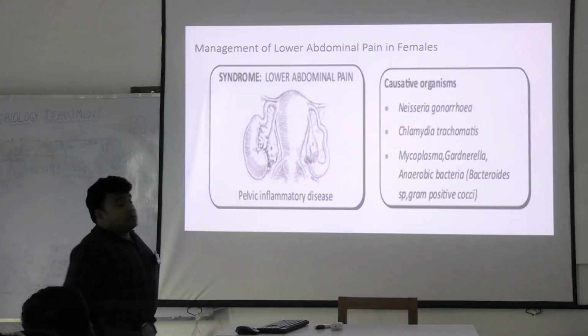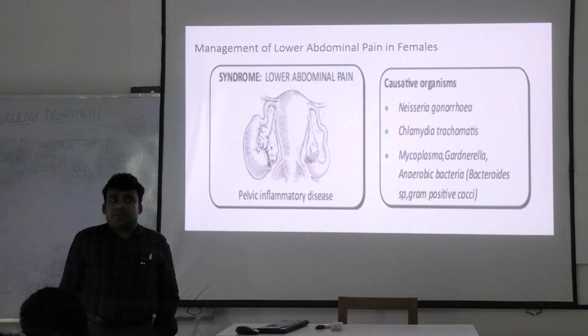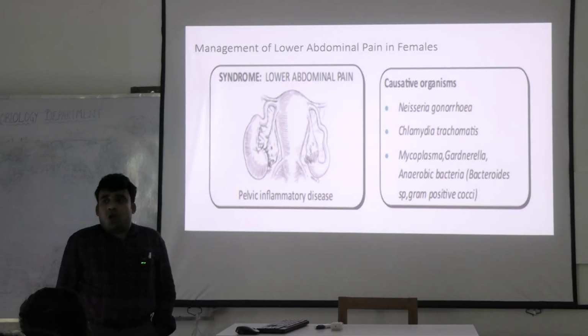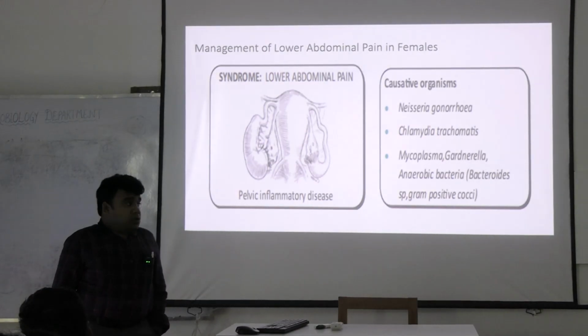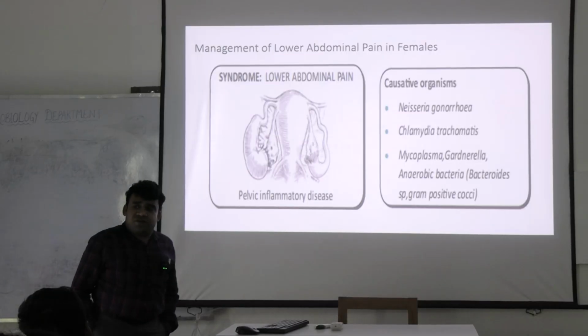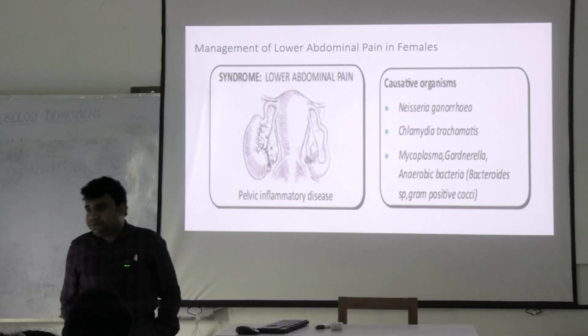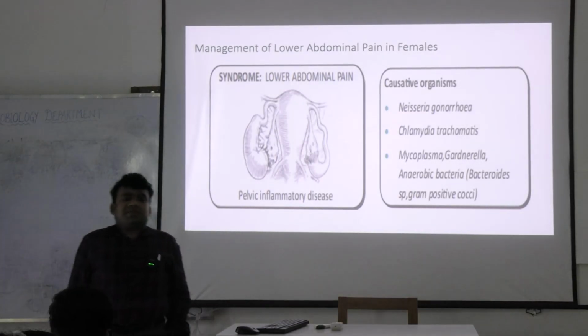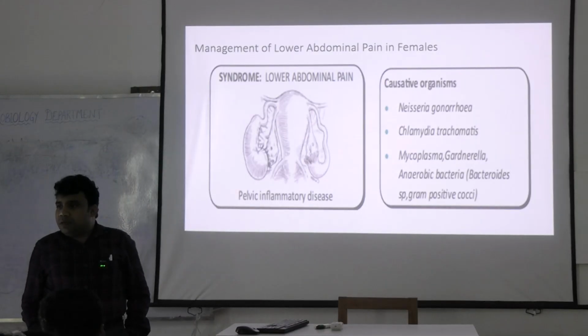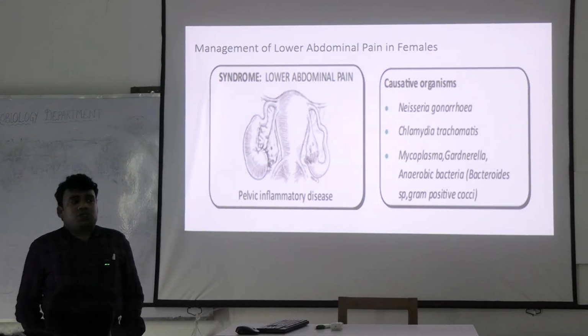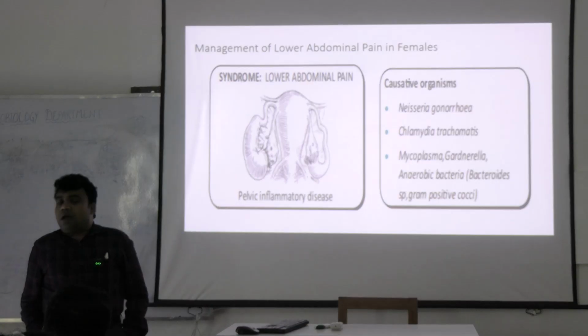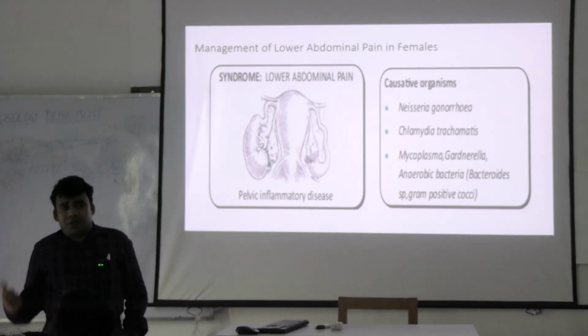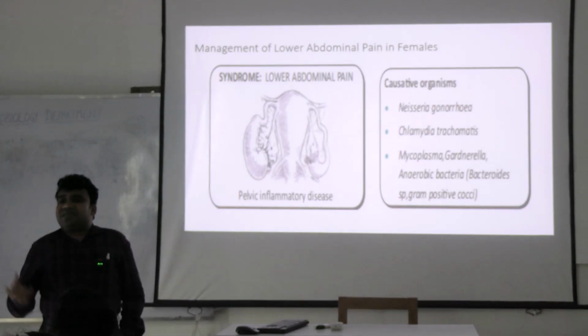Now the next important manifestation is a female coming with lower abdominal pain. Now this lower abdominal pain may be a manifestation in various ways. First is specific pain in the lower abdomen. Second is continuous low back pain. Patient may also complain of dyspareunia, sometimes tenesmus.